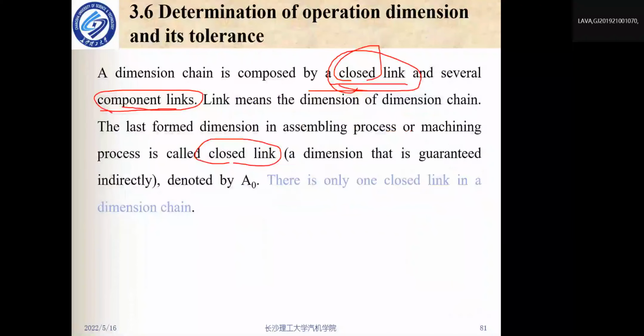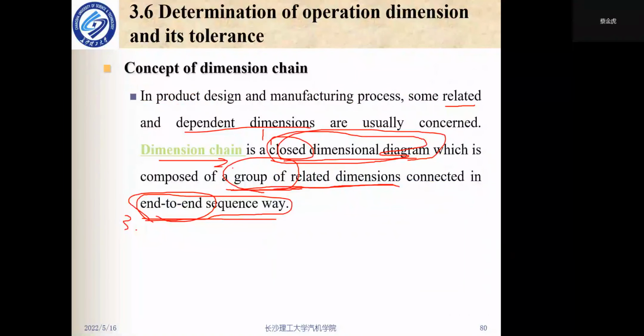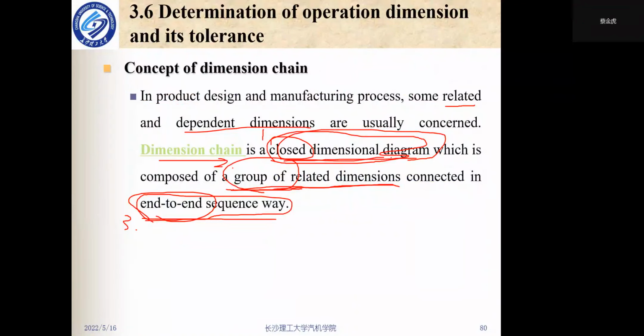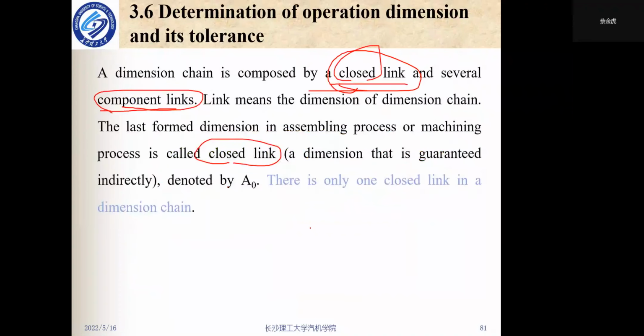So let's continue the class. We have the definition of dimension chain, and it consists of 3 key points: closed dimensional diagram, a group of related dimensions, and end-to-end sequence. And a dimension chain is composed of a closed link and several component links. The last formed dimension in the assembling process or machining process is called the closed link. It is the last formed dimension.